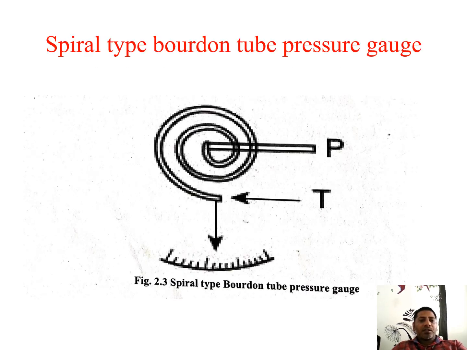Next we see about the spiral type Bourdon tube pressure gauge. There is a tube T and the pressure P. There is a calibration meter. By applying pressure, it can elongate from one position to another position. One end is fixed and the other is connected to the calibrated meter. It can easily move the pinion and the pointer.